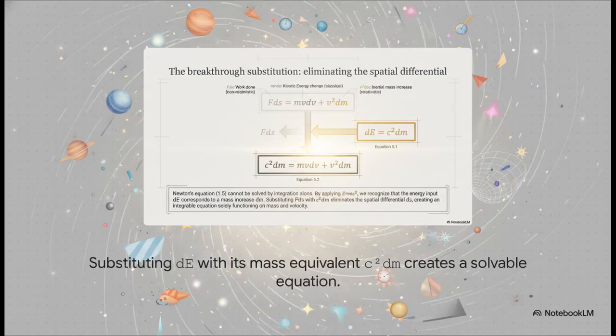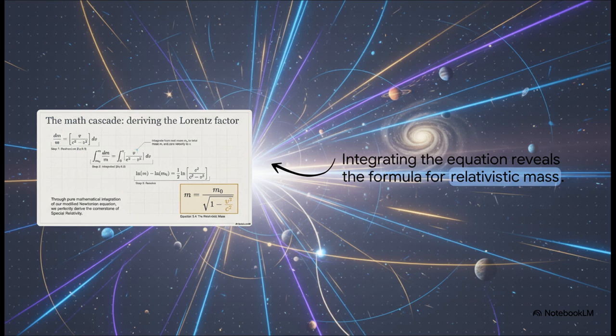But here's the catch. You can't solve this equation on its own. It's stuck. This is where our big idea comes to the rescue. We know that any little bit of energy you add, dE, is equivalent to a little bit of mass you add, dm, connected by c². So we can substitute c² dm in for dE. And just like that, the equation is transformed. Now it only has terms for mass and velocity. It's finally solvable. And when we integrate that now solvable equation, look what just pops out.